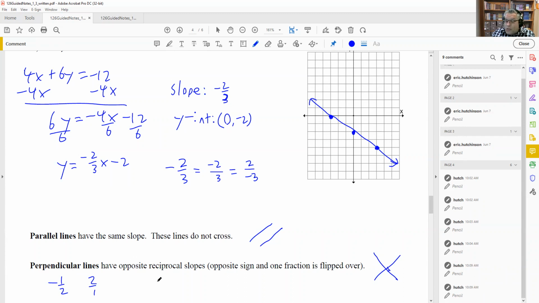So for instance, if I'm starting with the fraction positive 3/4, the opposite reciprocal would be negative 4/3. I just take the opposite sign and flip the fraction over, and that's going to be the slopes for perpendicular lines. Another way to tell if you have perpendicular lines is if you multiply the slopes together and you get -1. So if I multiply these, I get -2/2, which is -1. If I multiply these, I get -12/12. That's also equal to -1 as well. So that's another way you can determine that.